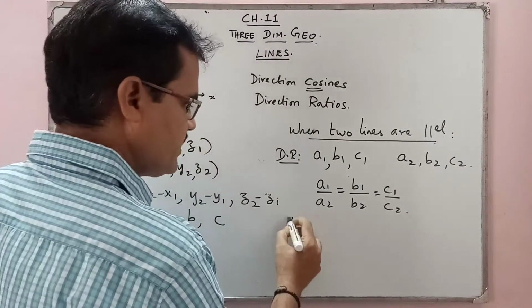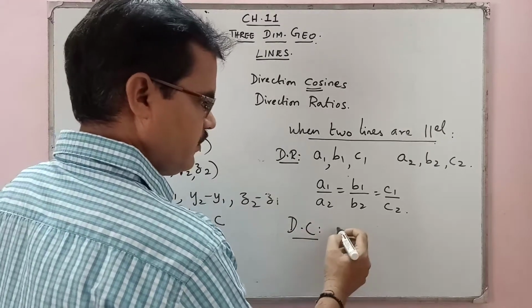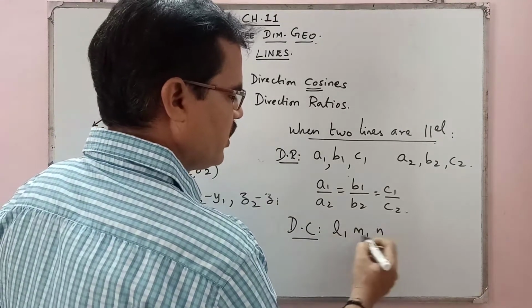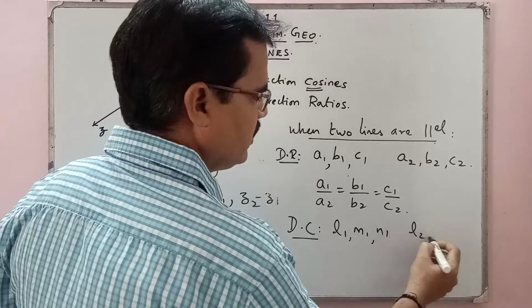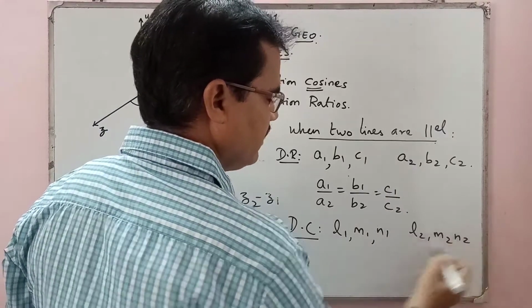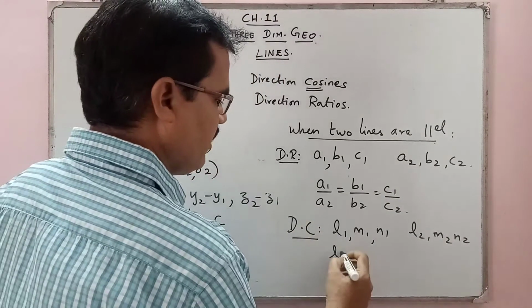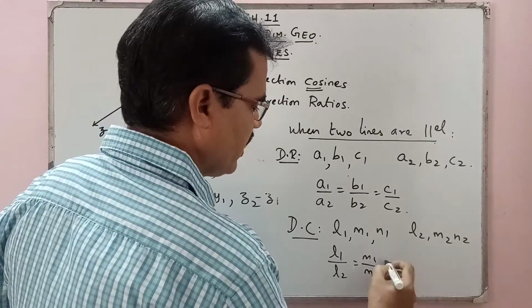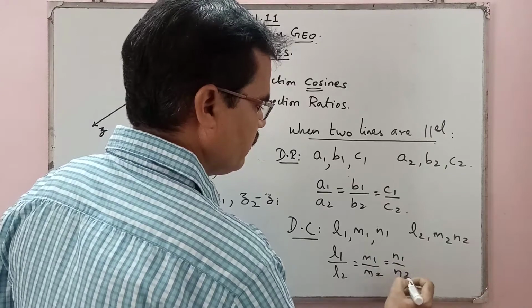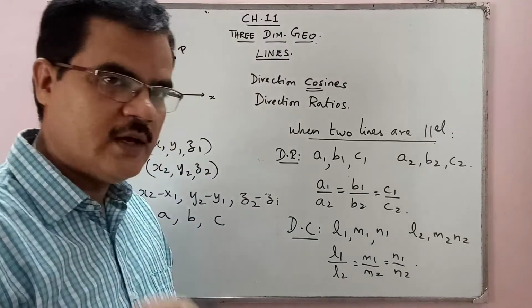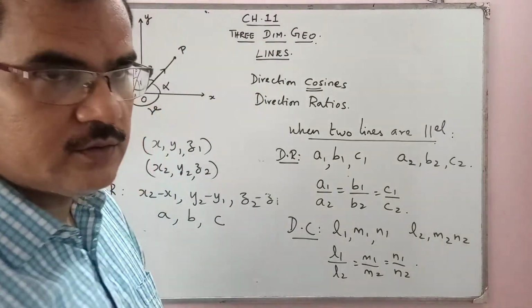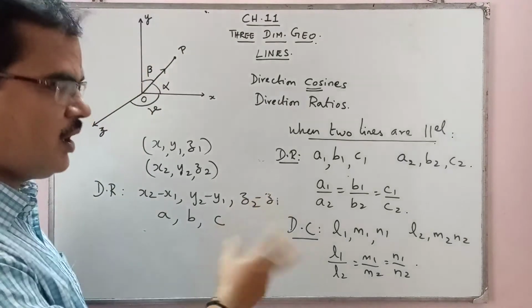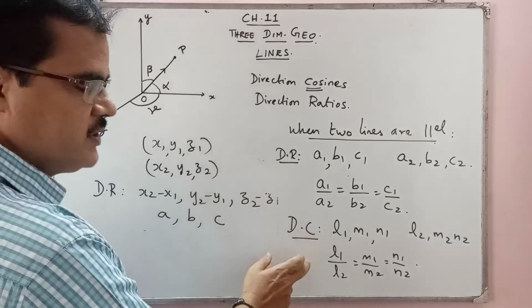If direction cosines are given, the same logic applies. L1, M1, N1 is given, L2, M2, N2 is given. When lines are parallel, you will have L1 by L2 equal to M1 by M2 equal to N1 by N2. So if you are asked to find whether the lines are parallel, go with the direction ratios formula, or if direction cosines are given, we can go with this formula.